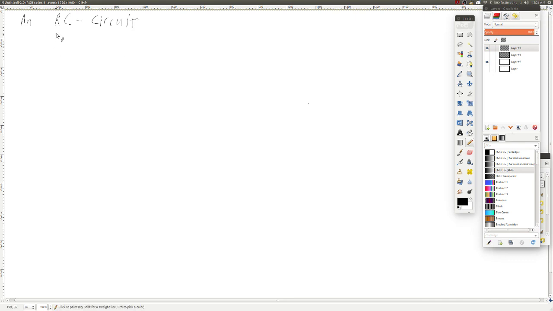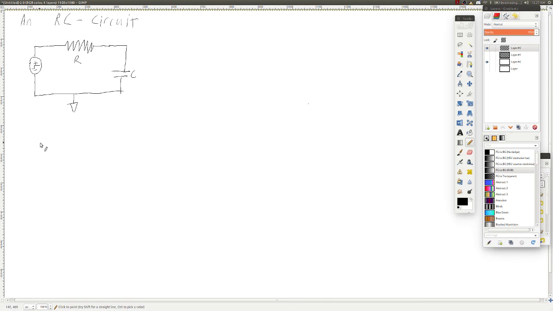Here, an RC circuit is a circuit with a resistor and a capacitor. We're going to go ahead and give this circuit a source, which I'm going to give this little step symbol here, and you'll see why in a second. We're going to have a resistor, R, and we're going to have a capacitor, C. Let's go ahead and add our ground.